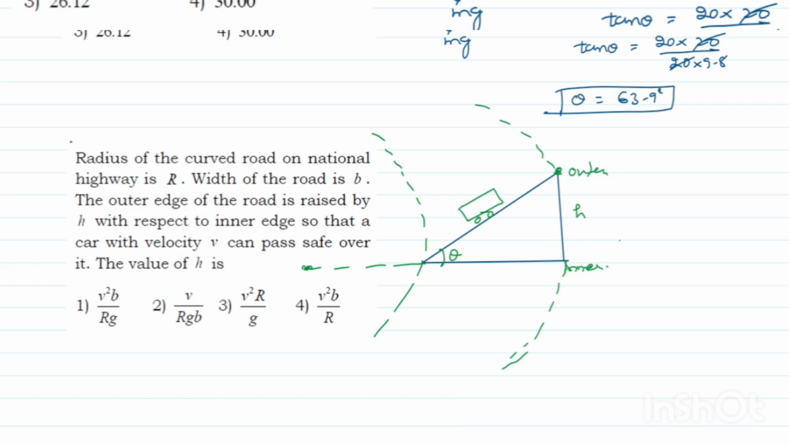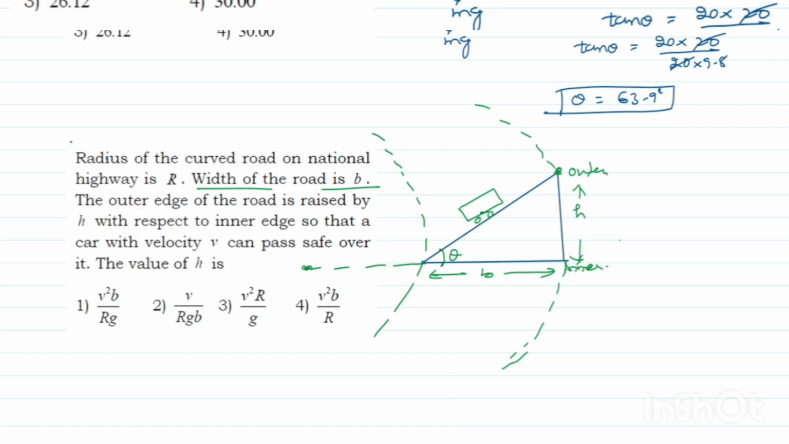So the width of the road is given as b. This is the width of the road, students. And with respect to the inner edge, the outer edge is making a height, given as h.